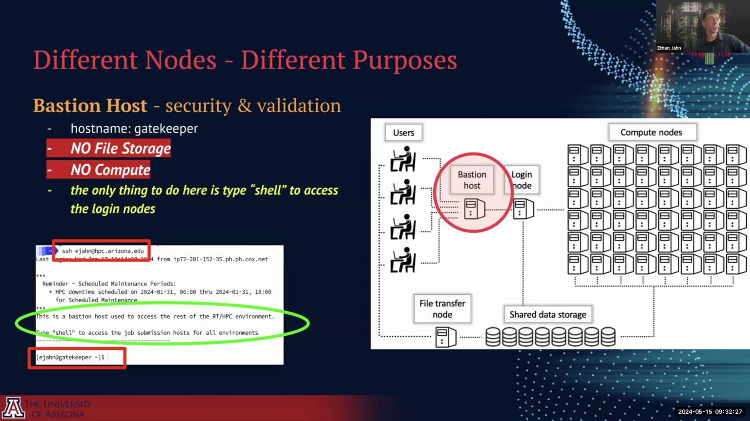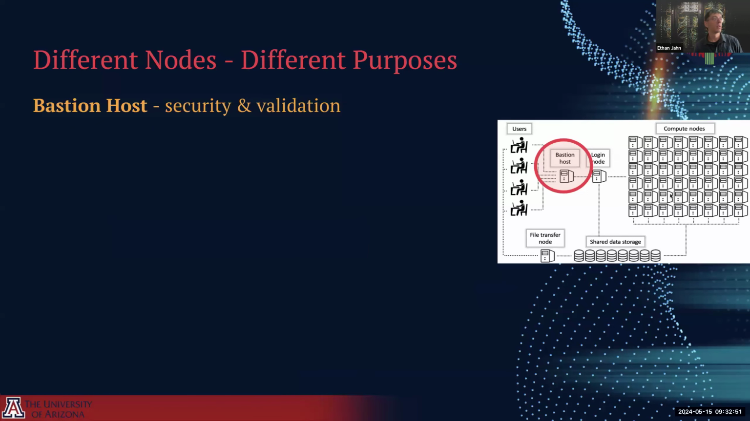So whenever you SSH onto the HPC, there are sometimes messages here. It is important to read those. When you first SSH onto the HPC, it'll say this is a Bastion host used to access the rest of the RT HPC environment. Type shell to access the job submission hosts for all environments. So that means you want to type shell. Once you've done that, you'll access the login node.